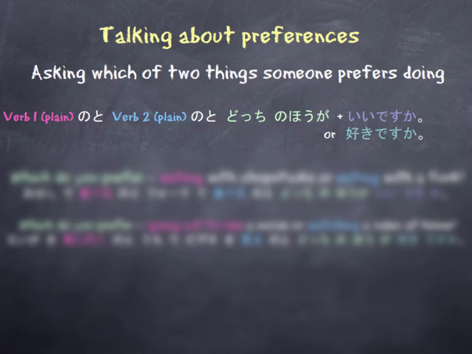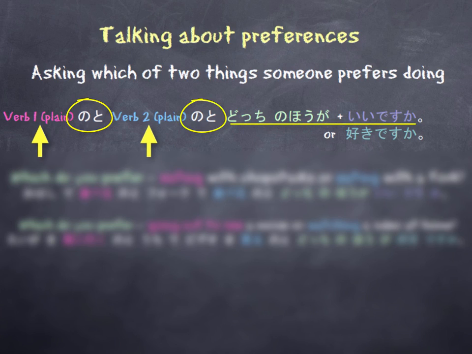So on the first slide, we're looking at how to ask someone which activity they prefer doing. We start with our first activity with our verb in its plain form, followed by no to. Then our second activity with our verb again in plain form, followed by no to. And then we finish with either dochi no hou ga ii desu ka or dochi no hou ga suki desu ka.